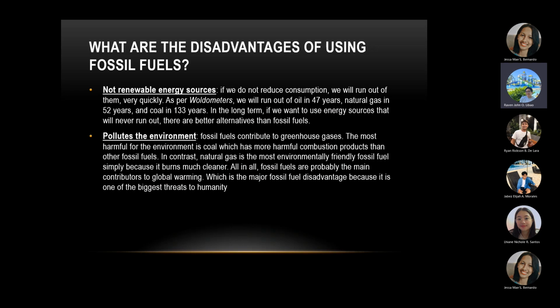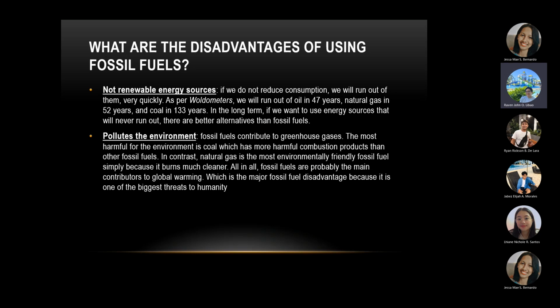What are the disadvantages of using fossil fuels? They are non-renewable energy sources and they pollute the environment. Because of combustion, fossil fuels make the environment more acidic. This has led to unpredictable and negative changes in the environment.